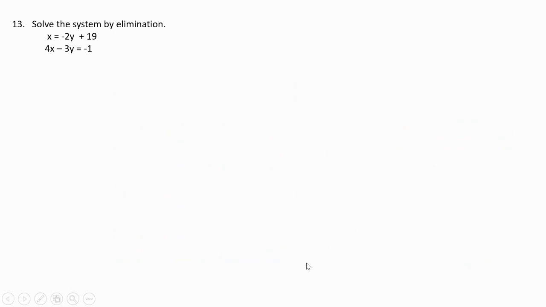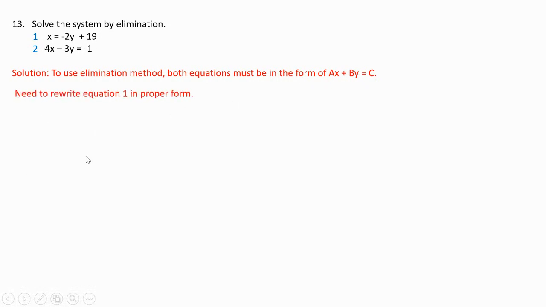Okay, now this one, I'm going to solve it by using the elimination method, another method. To solve by the elimination method, you have to put them in proper form. They both have to be in the form ax plus by equals c. If you notice, equation number 1 is not in that form. So I need to write it in proper form. So I'm going to add 2y to both sides. We get x plus 2y equals 19. So now equation 1 is in proper form.